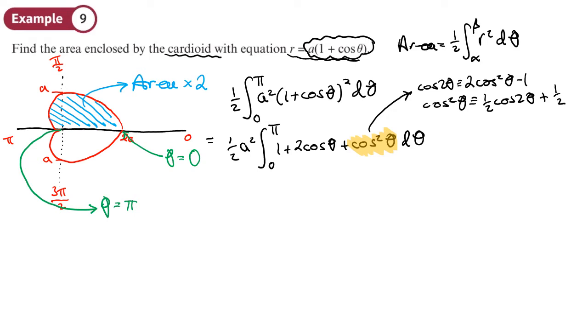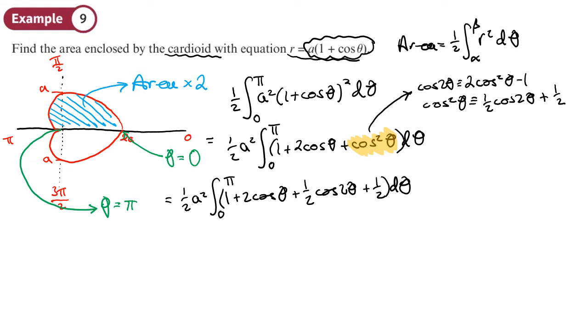So next step, put over here half a squared between 0 and pi, 1 plus 2 cos theta plus half cos 2 theta plus a half, d theta. Yeah, should really put that in brackets there, so there's no confusion. We're integrating everything, not just the last thing at the end. So let's do that, half a squared.